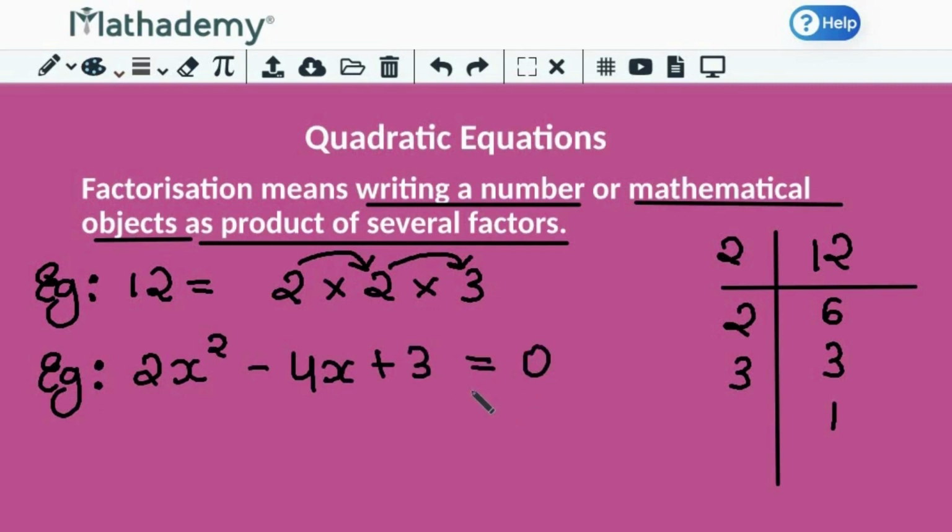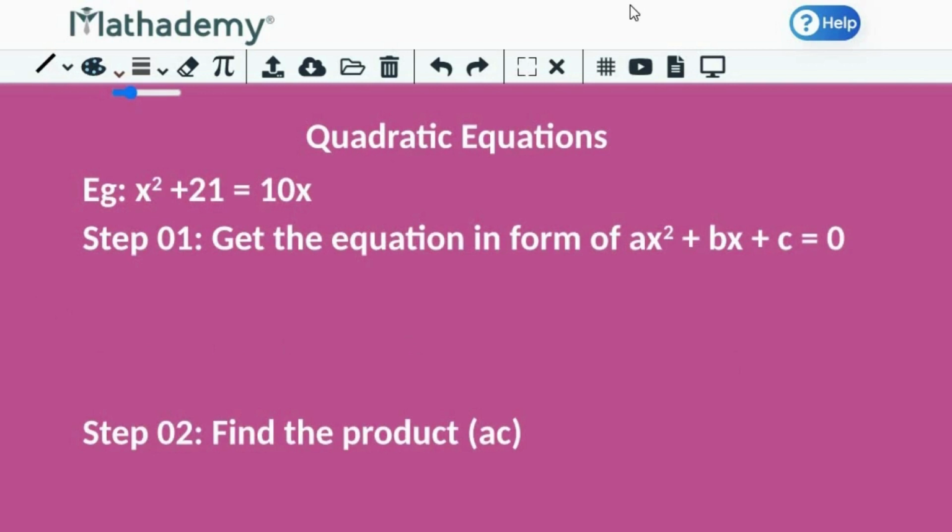Now, if I want to represent this mathematical object as a product of its several factors, I'll have to first find the factors out. Finding the factors of a number was quite easy. Now, in this video, we will learn how to find the factors of an equation. Then, we'll represent the factors in the product form, and lastly, using those factors, we will find the roots of this equation. Let us have a look. Let us consider this example.